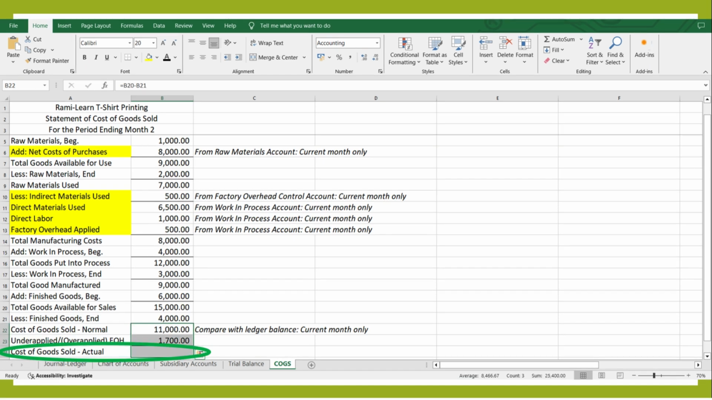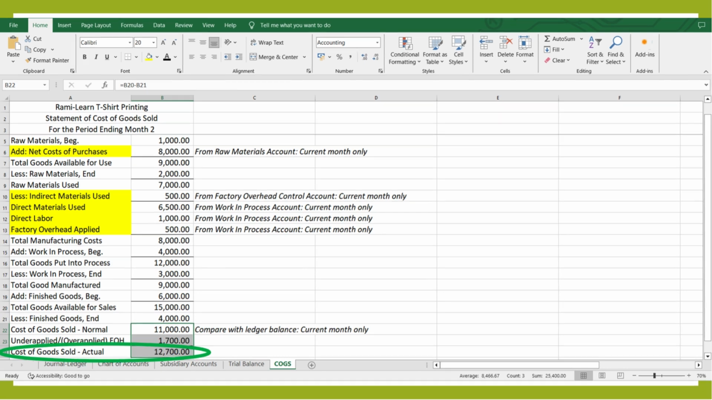For our final computation, cost of goods sold normal plus under-applied FOH equals cost of goods sold actual. Therefore, 11,000 pesos plus 1,700 pesos equals 12,700 pesos.